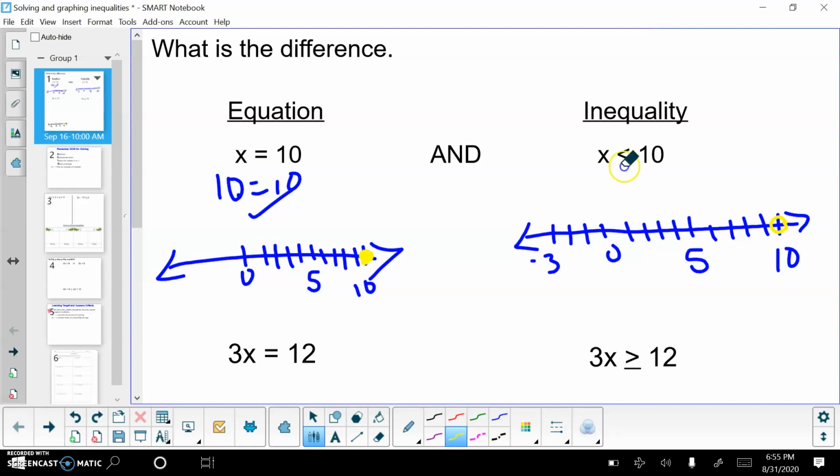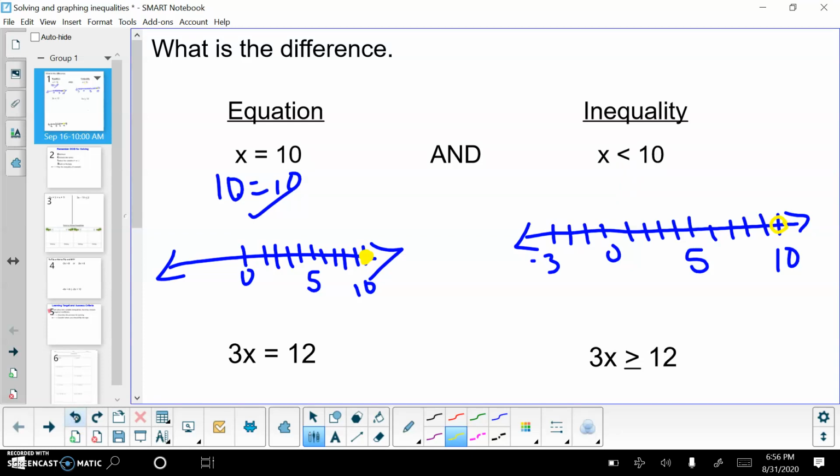But if I did put in an underline here, like that, then that would be x is less than or equal to 10, and you would go ahead and shade in the dot to indicate that the equal sign was a part of it and that 10 was actually part of the solution. I'm going to go back to the way it was before. So it's just x is less than 10.